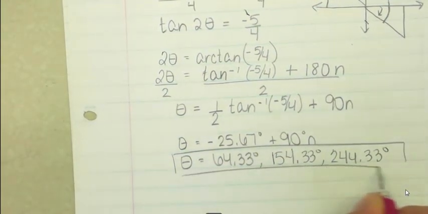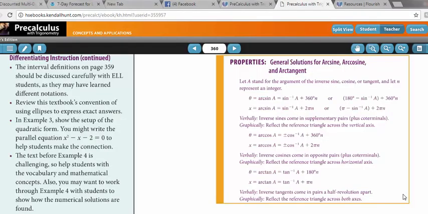Everything's in ascending order. If you turn to page 360, you'll see pretty much everything that we just went over, and it's nice and summarized for you. So you've got your properties here, and these are little shortcuts for thinking about what arcsine, arccosine, and arctangent actually mean. And that's in both degrees and radians, you can tell.